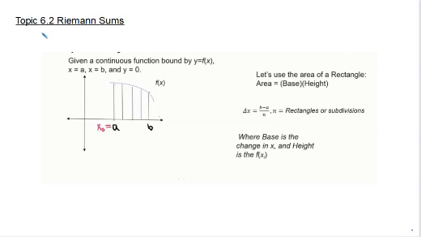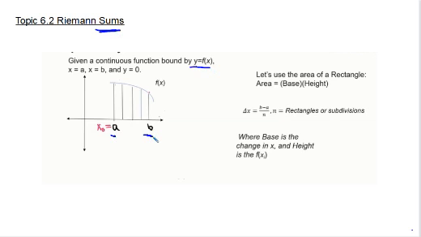All right, today we're going to cover Riemann sums, which is topic 6.2 in AP Calculus. And don't worry too much about the word Riemann right now. You need to be more interested in the word sums. And we've got a picture here, a continuous function bounded by this function f of x, and we're looking at it from a to b. And what you've seen here is that there's some rectangles drawn.